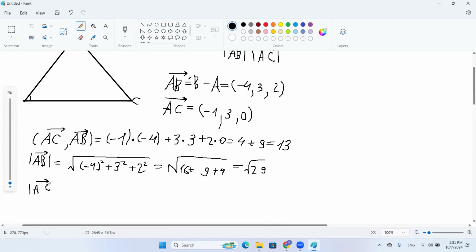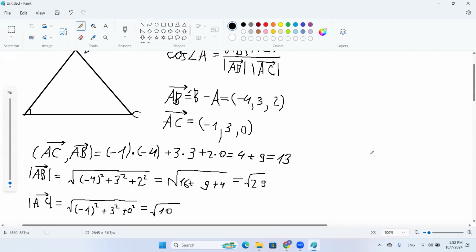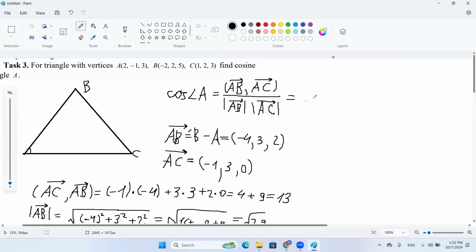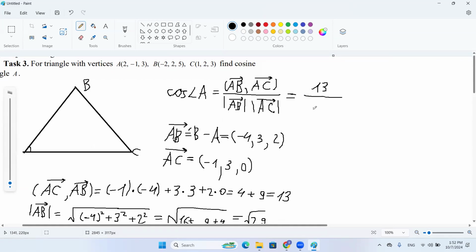And AC, who wants to help? Analogically, -1 in power of 2 plus 3 in power of 2 plus 0 in power of 2, and it will be the square root of 10. And now we just substitute into our final formula.